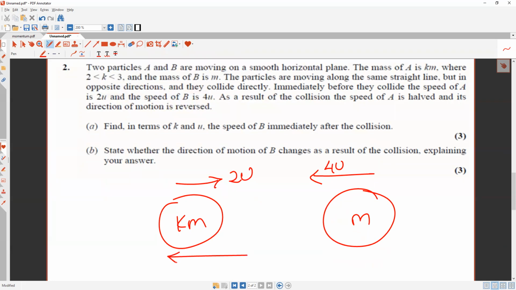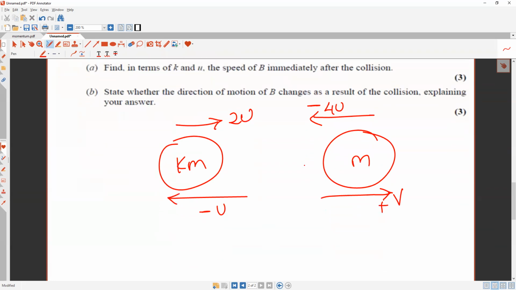After the collision, A is halved. Air velocity half হয়ে গেছে. I'm assuming it is moving in opposite direction. So u, air velocity কত জানি না, but this is positive, this is negative. Everybody got this? Find in terms of k and u of the speed of B immediately after the collision. Okay?